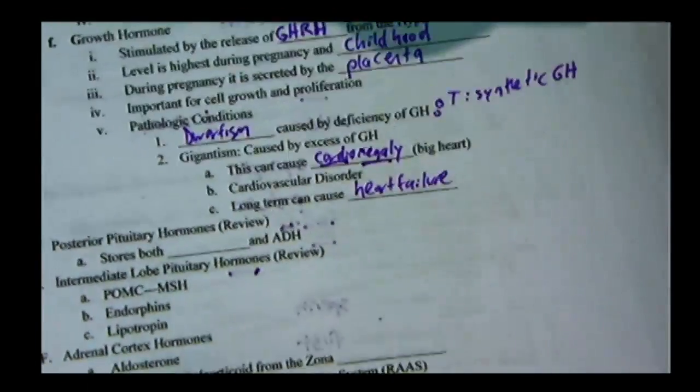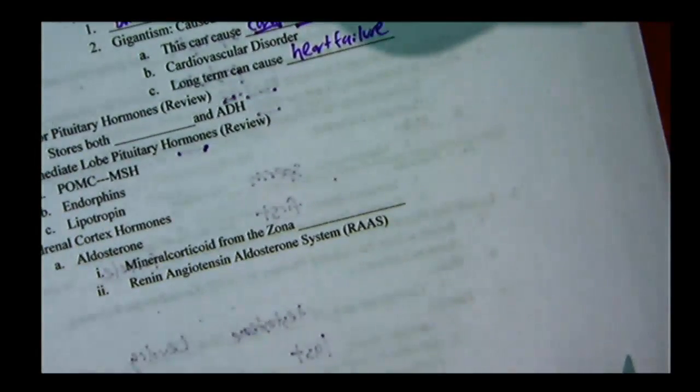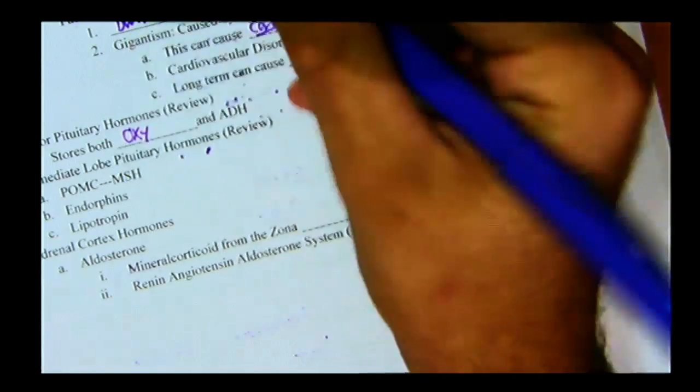All right, so now we have posterior pituitary hormones. So this is a review. What does it store? Oxytocin and ADH. That's really all you have to know about the posterior pituitary.